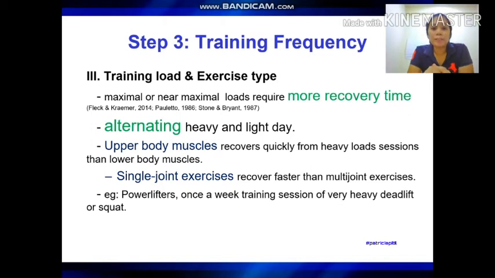Single joint exercises recover faster than multi-joint exercises. For example, powerlifters train once a week with very heavy deadlifting or squatting. Okay, that's the training frequency consideration.